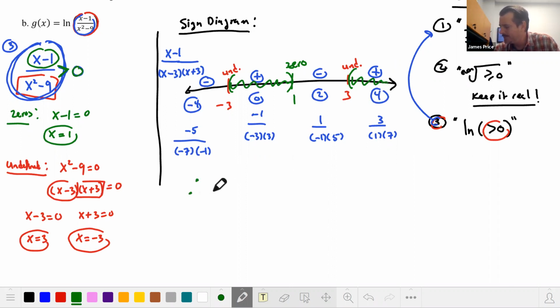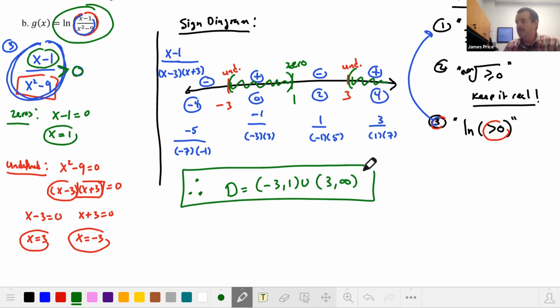So therefore, my domain D of this function, ln of that rational function, is -3 to 1, union, so that's all this stuff here, union all this stuff over here. So union, parentheses, 3 to infinity.